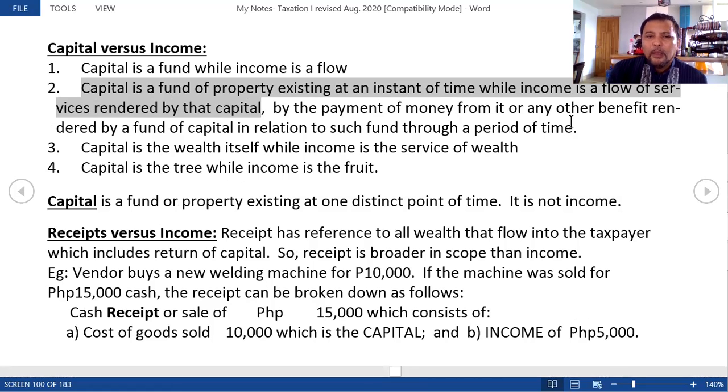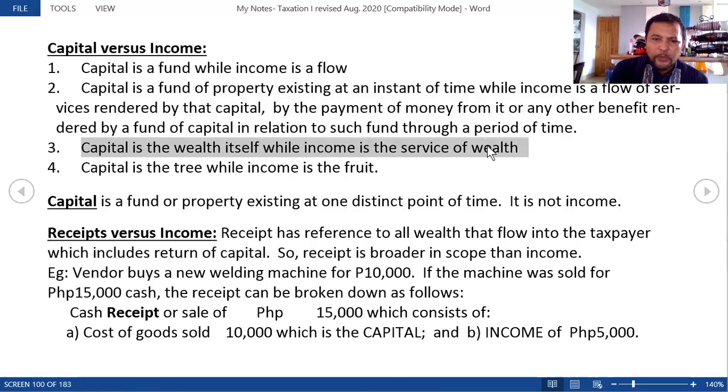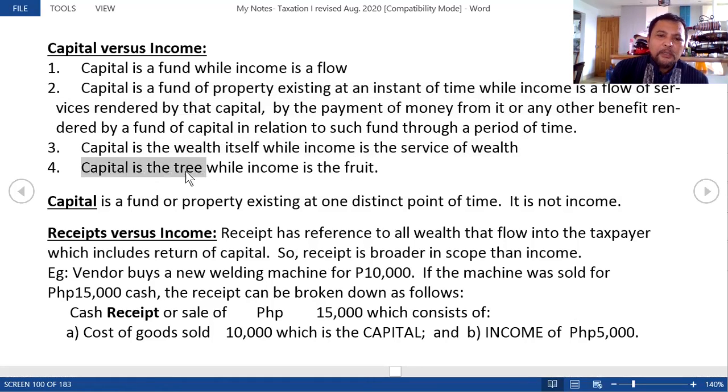And this is by payment of money from it, or any other benefit rendered by a fund or capital in relation to such fund through a period of time. Another distinction: capital is the wealth itself, while income is the service of wealth. And the last distinction: capital is the tree, while income is the fruit.